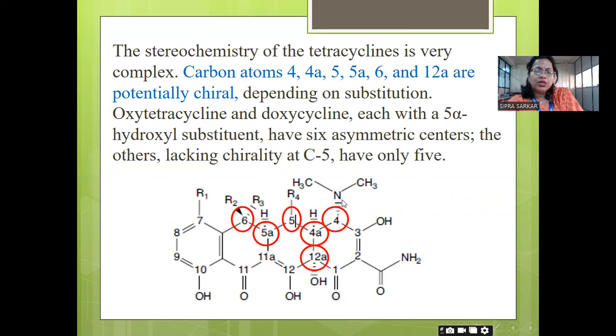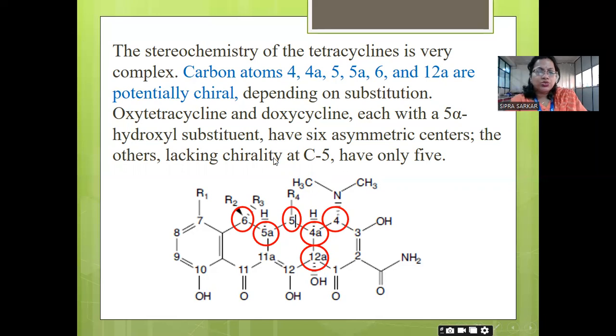At the fourth position, an N-dimethyl group is present, and at the 5th position, the 6th position, and the 7th position, there can be some substitutions. Starting from the 7th, it is known as R1, and at the 6th position, two substitutions will be there, R2 and R3. At the 5th position, R4 will be there. In the case of R2 and R3, one substitution will be below the plane and one above the plane. There is also a CONH2 group and a hydroxy group at the second and third positions.